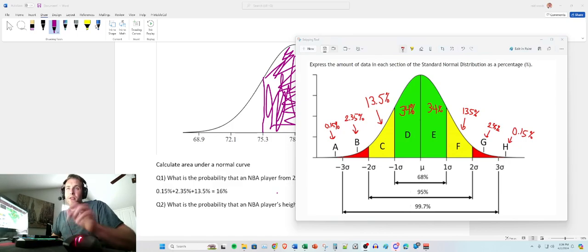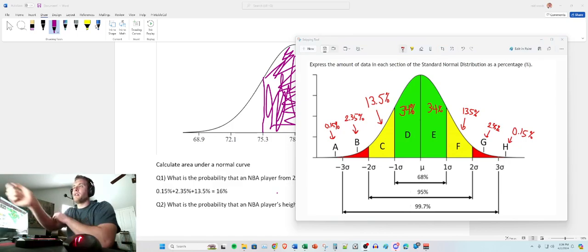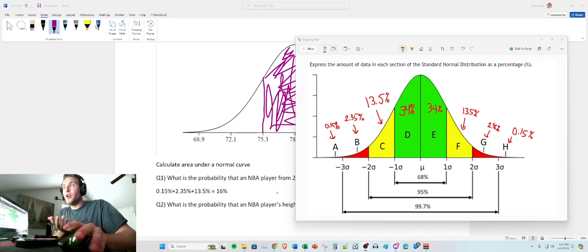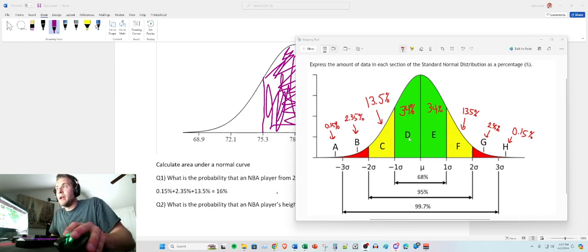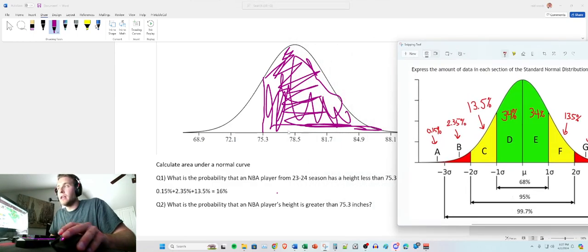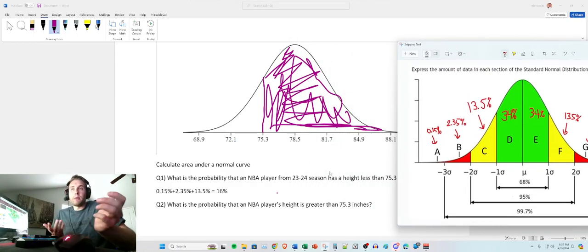So it's just symmetric, and we see how 34, 13.5, 2.35, and 0.15%. I mean, it's just the same on either side. So we could just add up area D, E, F, G, and H, and we would end up with that purple area that I've shaded up here to get our answer. That would work absolutely fine.